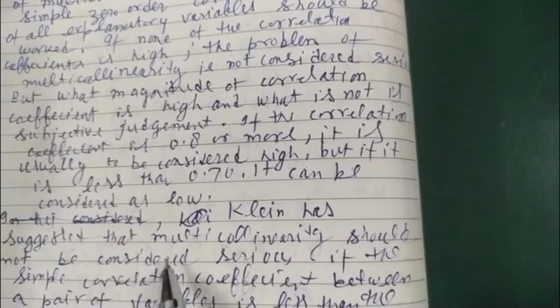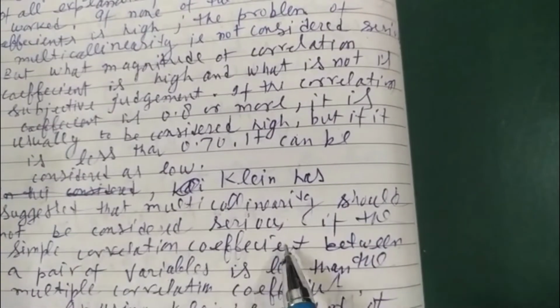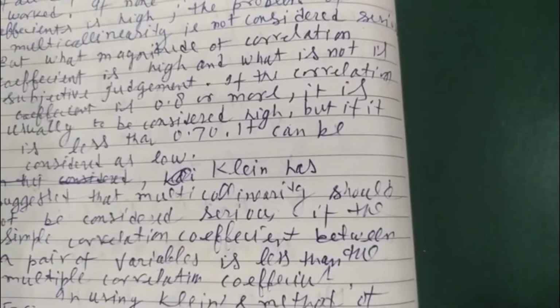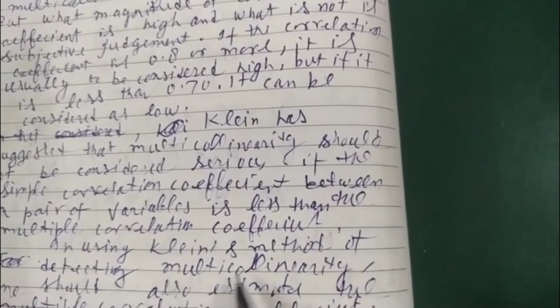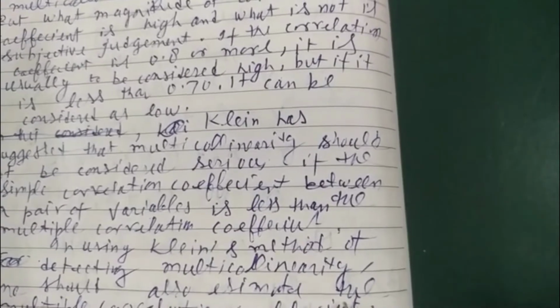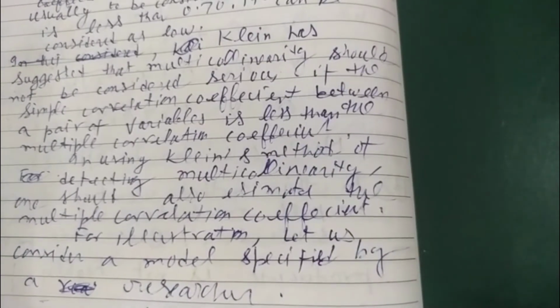Kelvin has suggested that multicollinearity should not be considered serious if the simple correlation coefficient between a pair of variables is less than the multiple correlation coefficient. Using Kelvin's method of detecting multicollinearity, we should also estimate the multiple correlation coefficient. For illustration, let us consider a model specified by the researcher: y is a function of x1, x2, x3 and x4, the experimental variables.